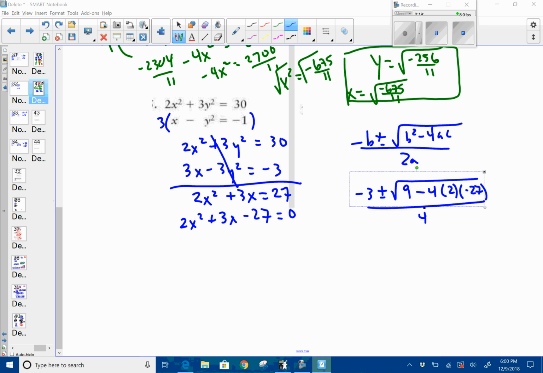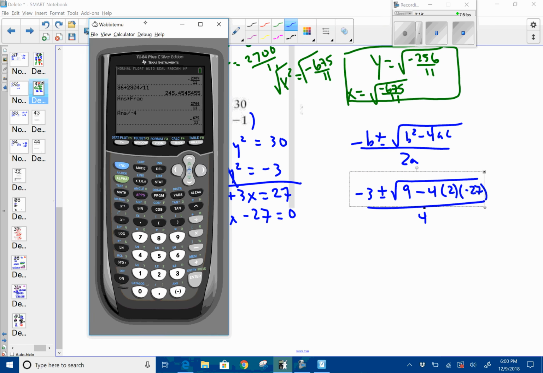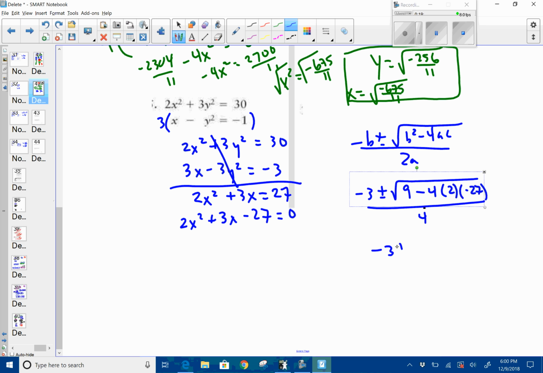So I'm going to take my calculator and just plug in what's under the radical. So I have 9 minus 4 times 2 times negative 27. And I'm going to get 225 as my answer. That works out. So that's going to be negative 3 plus or minus the square root of 225 all over 4. Square root of 225 is 15. So I'm going to get negative 3 plus or minus 15 over 4.